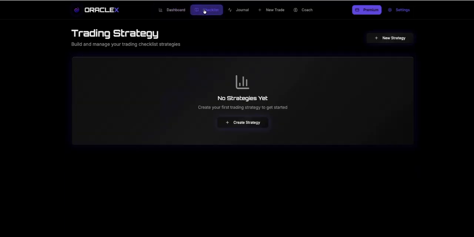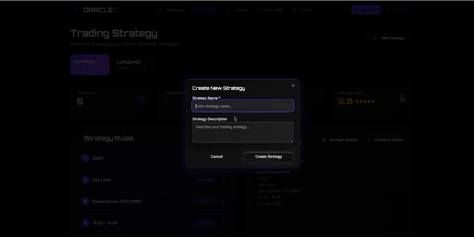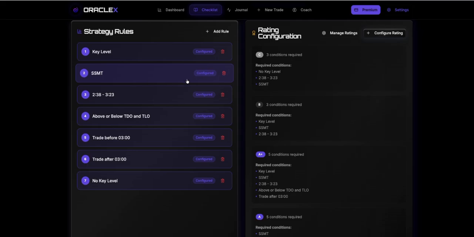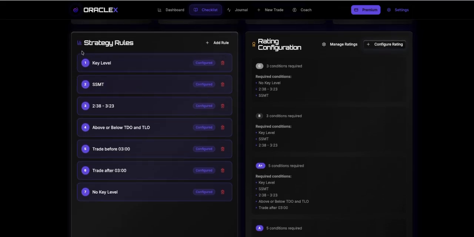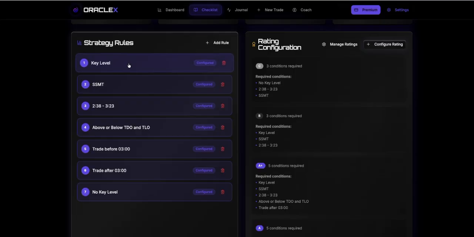So you can see here, you can add a checklist. If we just go on the dash and then the checklist, you can add a strategy here and make a strategy. So I've created the London45 strategy. You get here to this box, and you can add all your strategy rules. And see, I've added all these rules here. So you just add rule. This is what you want. So key level, sequential SMT, 238 to 323. Above or below true day opens and true London open. And then I've got some extra ones here. Taking a trade before 3 o'clock, taking a trade after 3 o'clock.